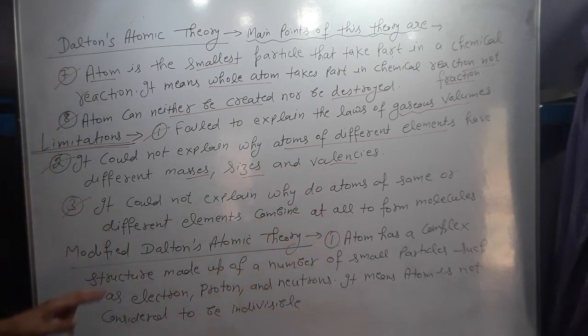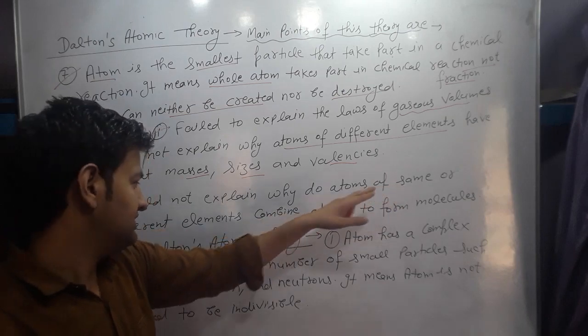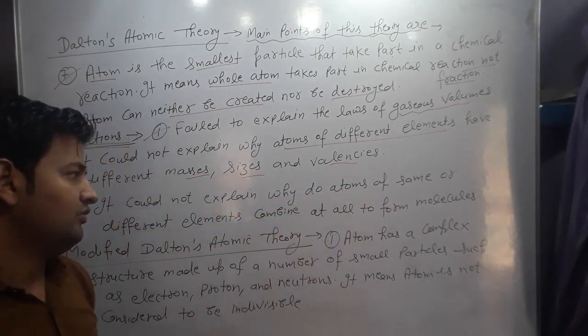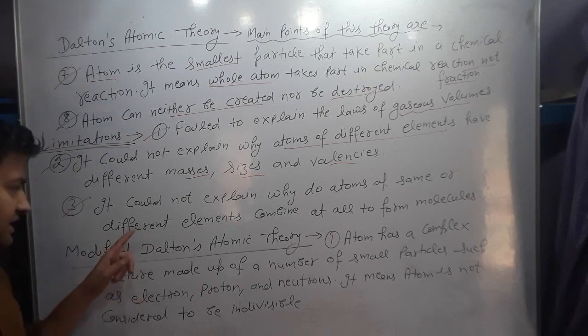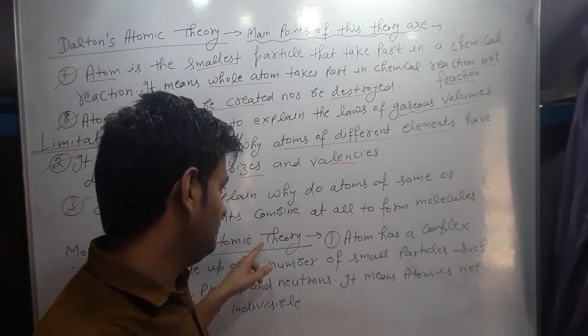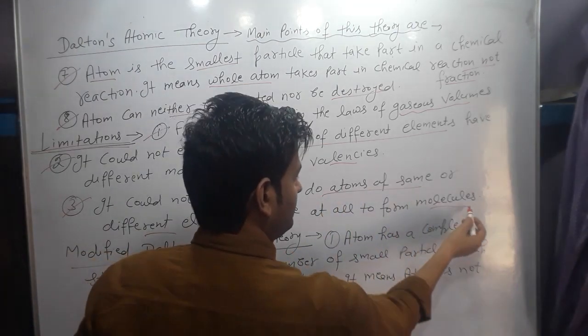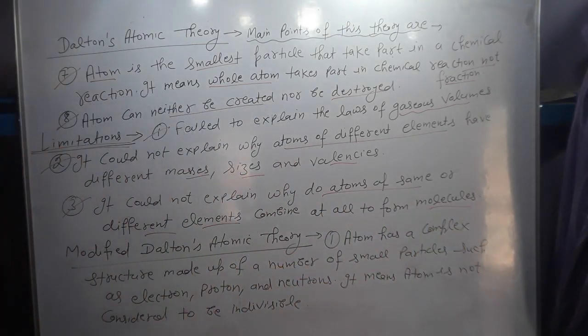Next is it could not explain why atoms of the same or different elements combine at all to form the molecules. Why do atoms of different elements combine to form the molecule? These points are not explained by Dalton.